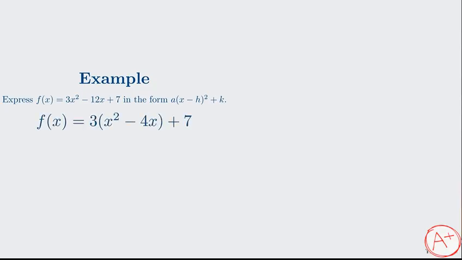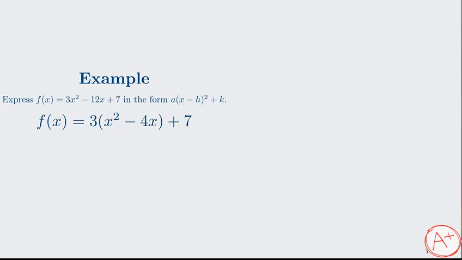Let us apply this to a concrete problem. Here is an example. We want to express f of x equals 3x squared minus 12x plus 7 in vertex form. Then, we will state the vertex coordinates and the axis of symmetry. First, factor out 3 from the x terms. We leave the 7 outside for now.